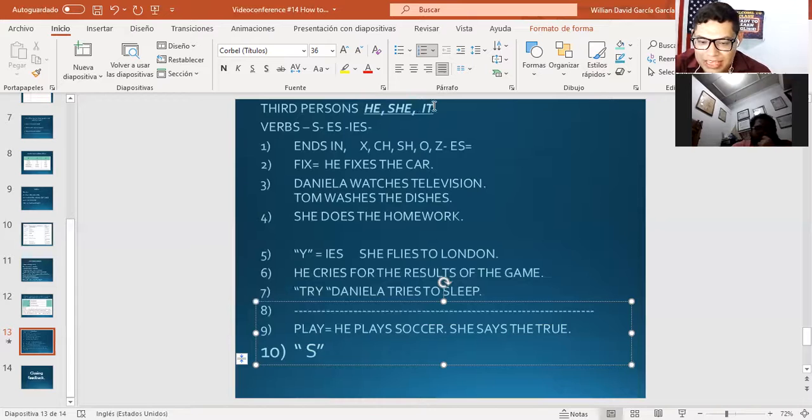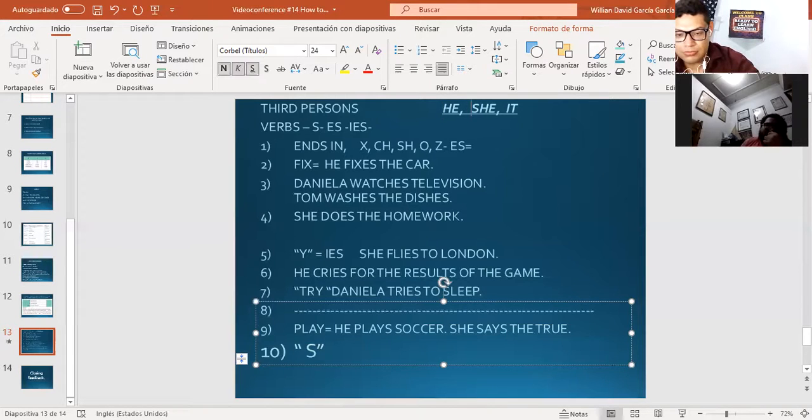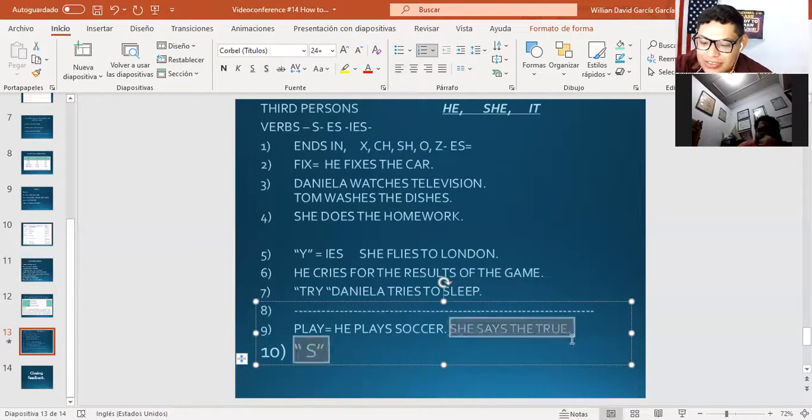Esto solo aplica para he, she, it. O sea, por eso es que la tercera regla, play, es verbo, plays, nada más. Porque a la par lleva una vocal. Igual says. Okay. ¿Qué says? Significa decir. Ella dice la verdad. She says the truth.